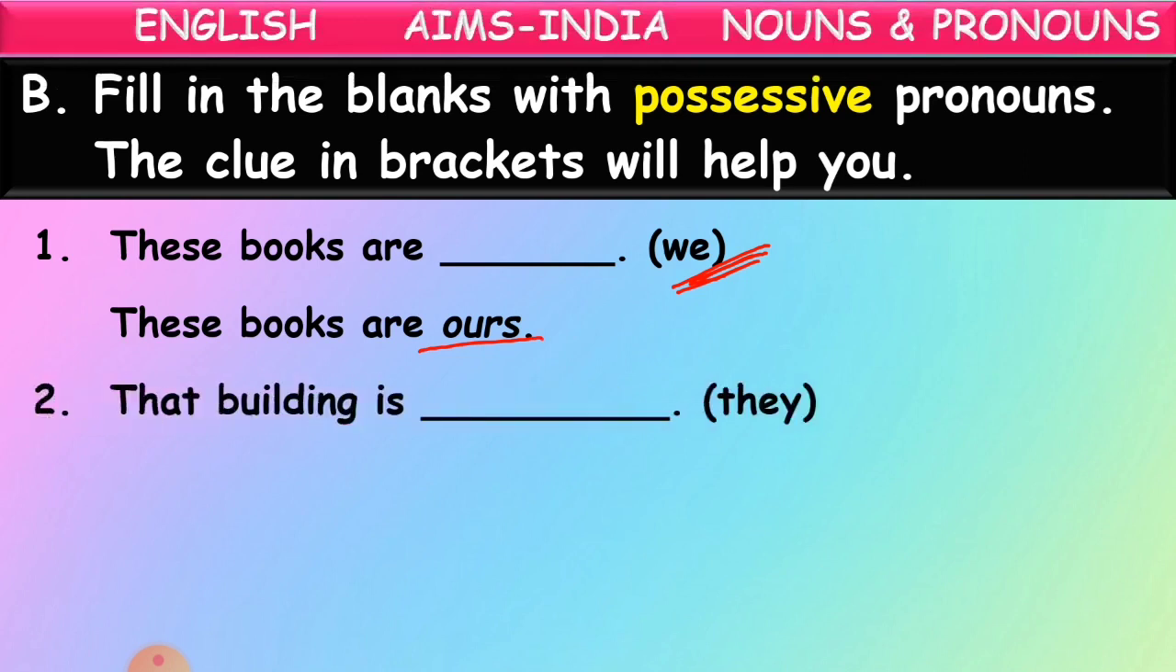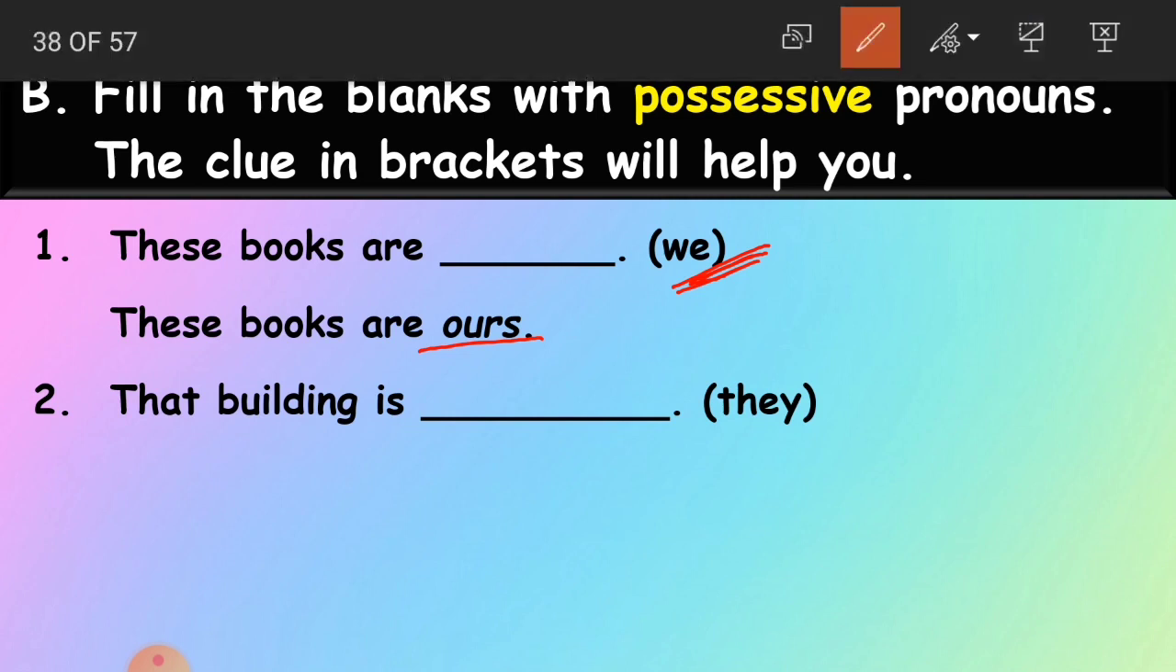And the second sentence here, that building is dash. Here the pronoun is they. They must be changed to what? Theirs. That is T-H-E-I-R-S. Theirs.